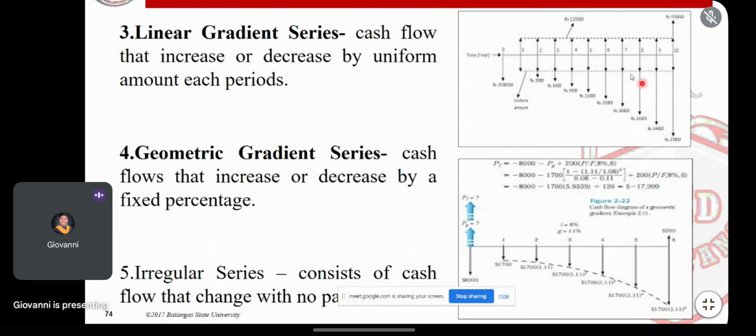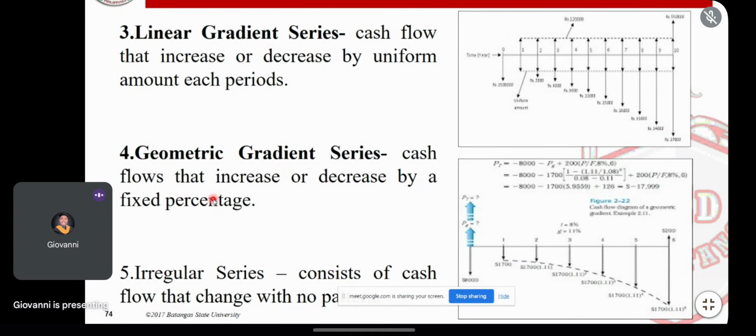When we say uniform amount, so from year one, for example, this is 1,000. Sa year 2, mag-increase siya ng 500, magiging 1,500. Then sa year 3, mag-i-increase ulit siya ng 500, magiging 2,000 hanggang umabot ka sa year 10. Meaning, from year 2 to year 10, pare-parehong increase of value natin ng $500. So, ganon si linear gradient.